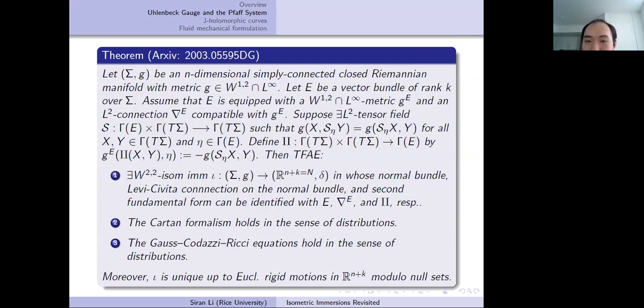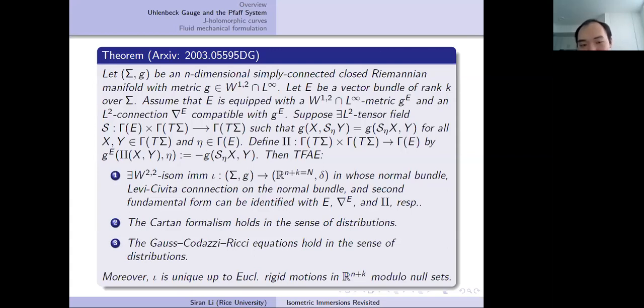So I let E be an arbitrary vector bundle. In the end, I want to identify this vector bundle with the normal bundle. So I let E be a vector bundle of rank k over Σ, and equip E with, again, a W^{1,2} ∩ L^∞ bundle metric and a compatible L^2 connection.